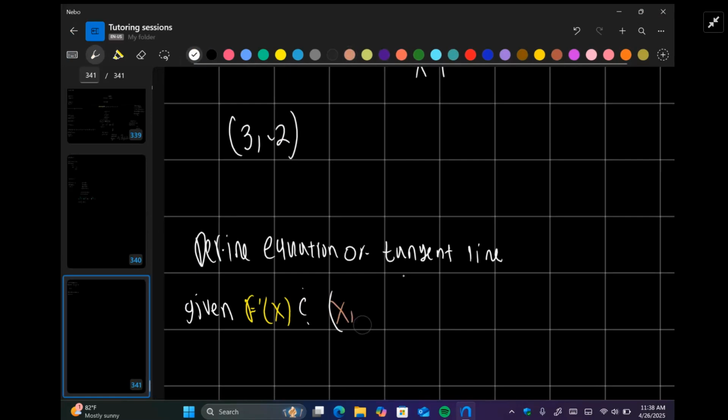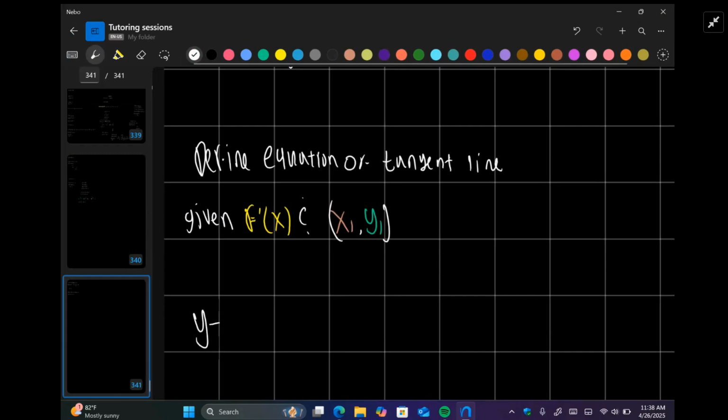As always, I like to define the formula for the equation of the tangent line. It's kind of like point-slope form, guys. It goes y minus y1 is equal to f prime of x1, times parentheses x minus x1.